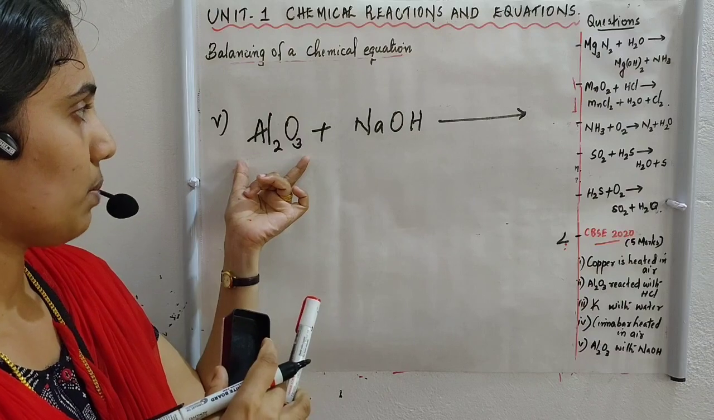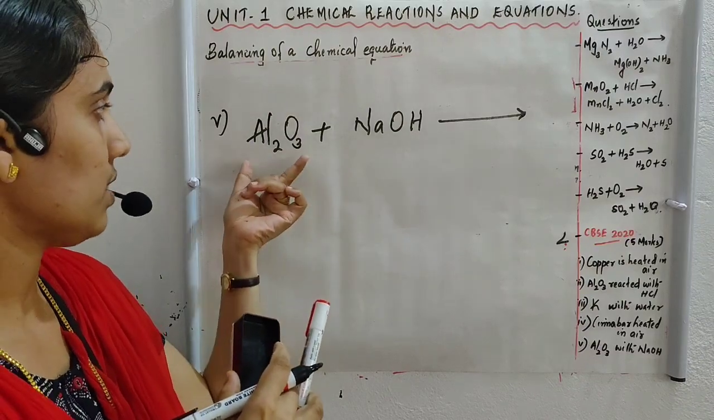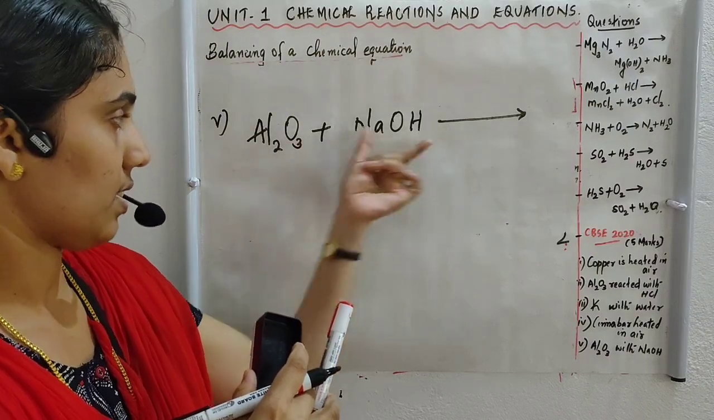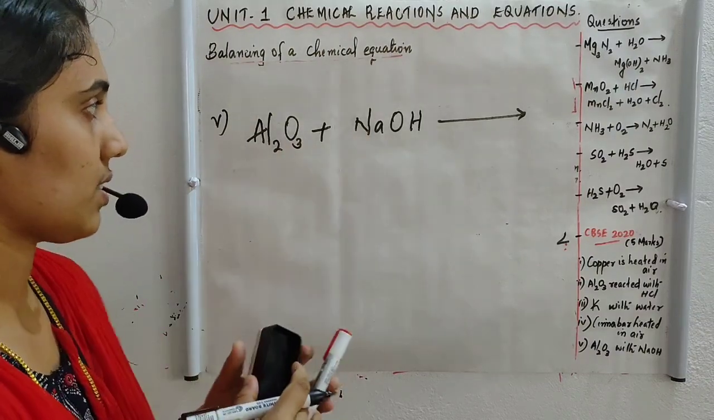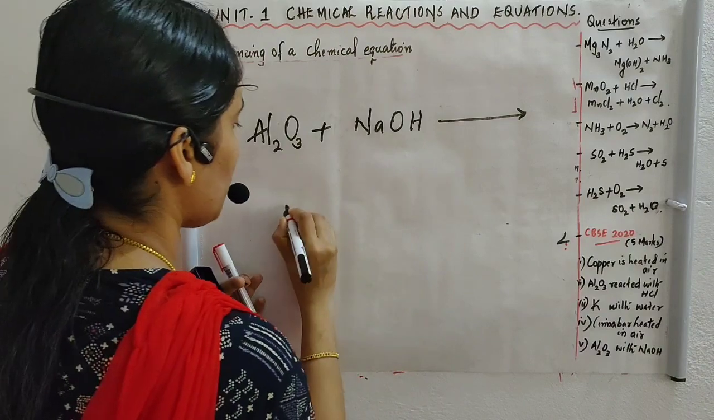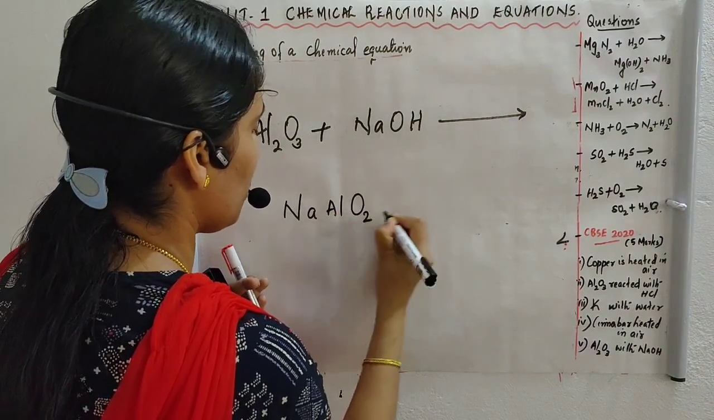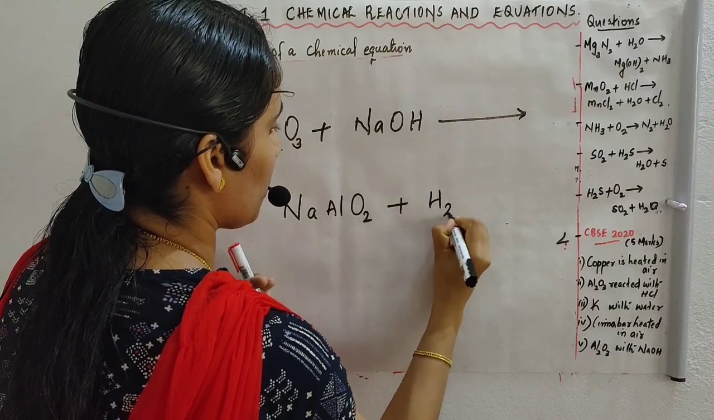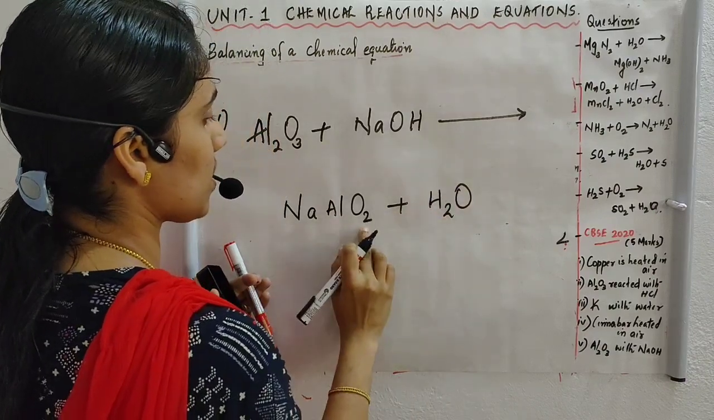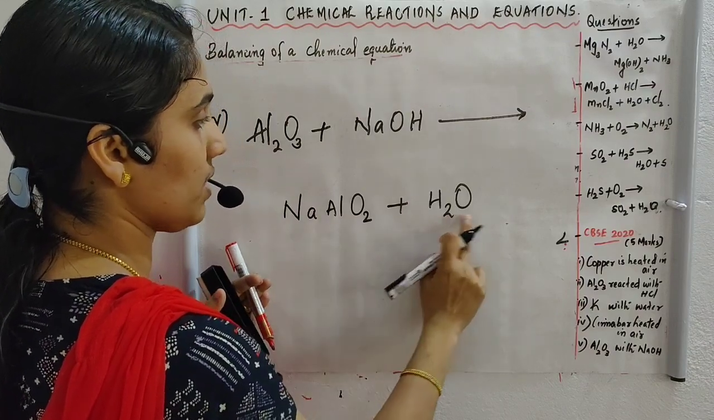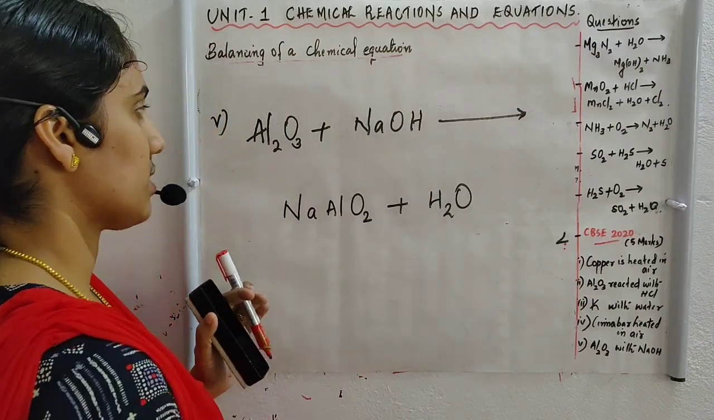So the products will be salt and water. That means you consider it as acidic plus base in such a way. So the resulting substance will be sodium aluminate, NaAlO2 plus H2O. So the resulting substance is sodium aluminate. Sodium aluminate plus H2O. So try to balance this equation.